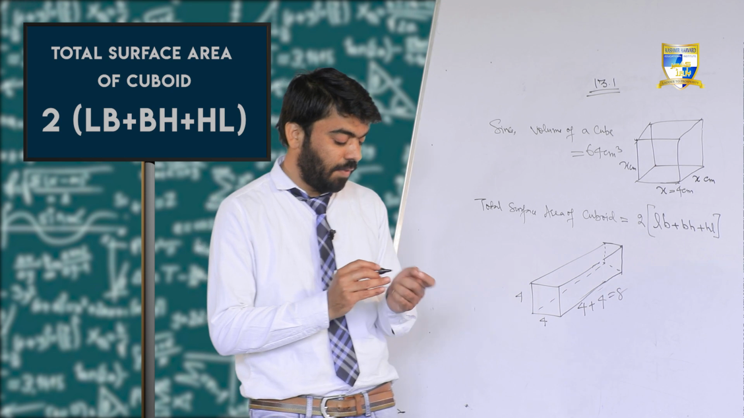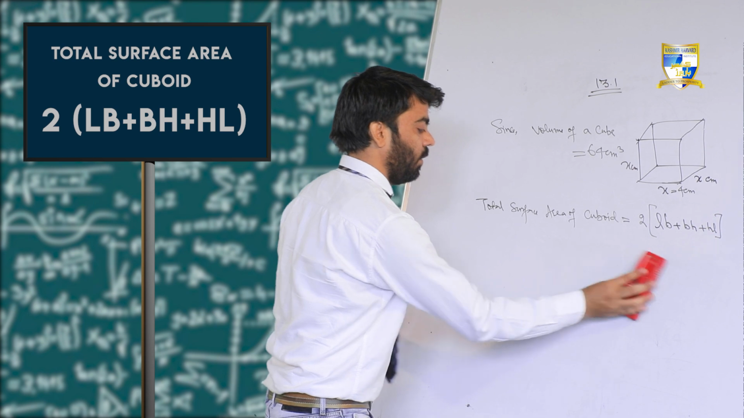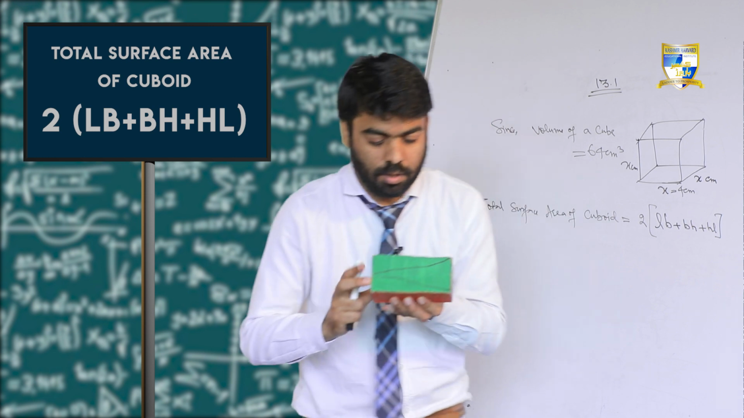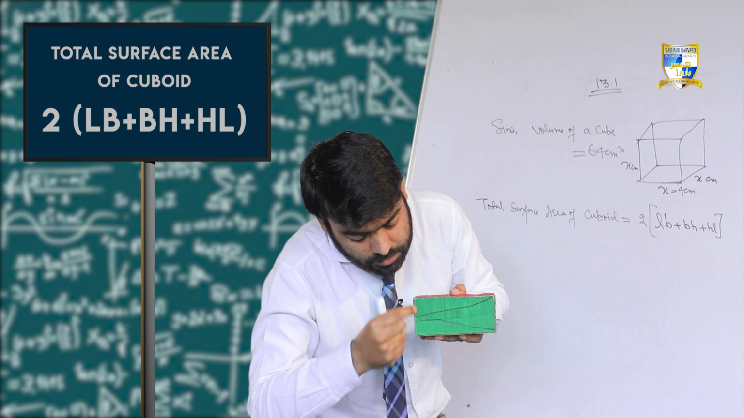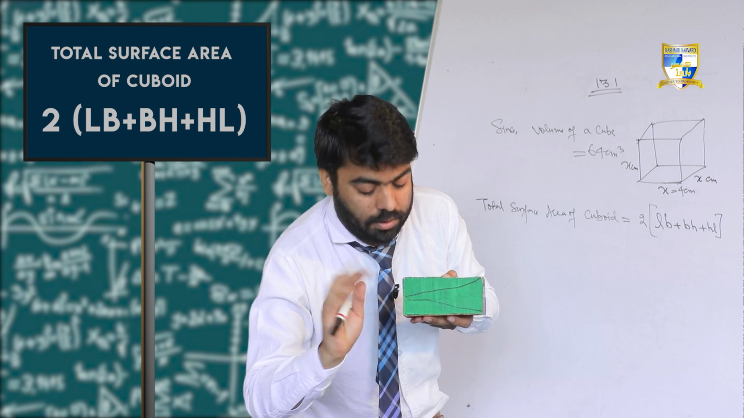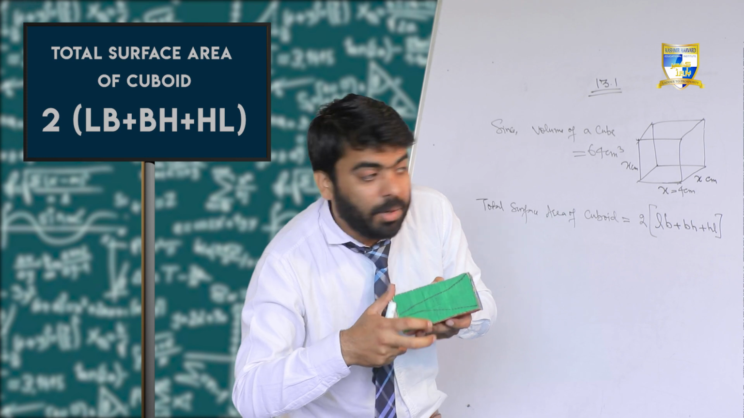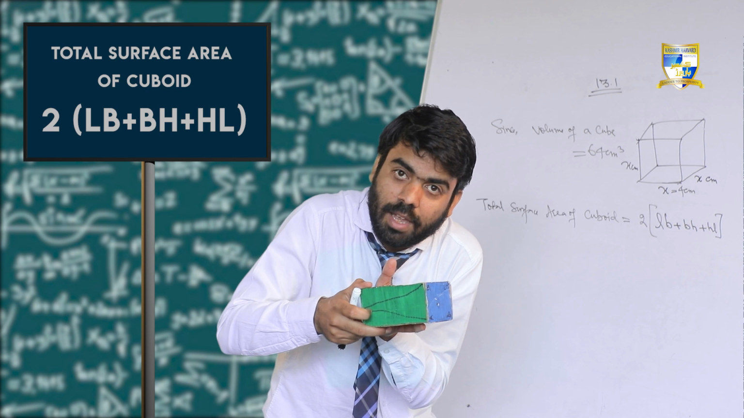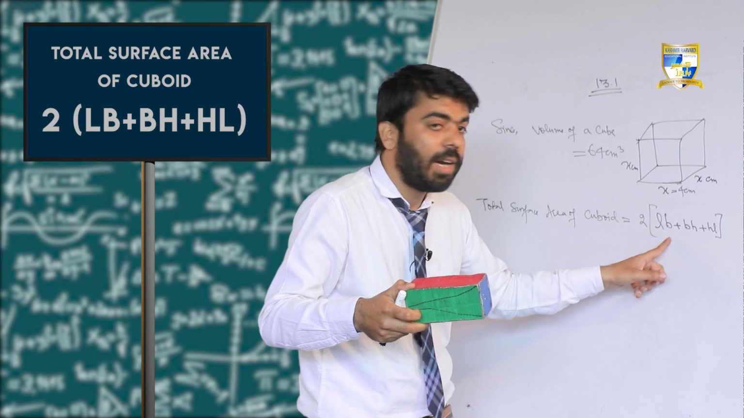But the question you will definitely raise, sir, how? This is cuboid. Clear? This is length, this is height. This is a plane, a rectangle plane. We know the area of rectangle is length into height. So this area is length into height. But where from does the two come? The area of this plane and the area of this plane, back and front, will be the same. That is length breadth and length breadth.